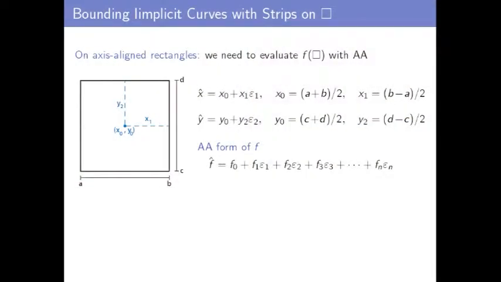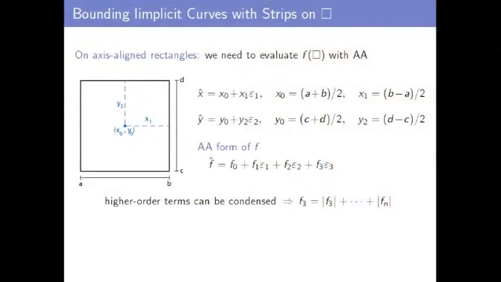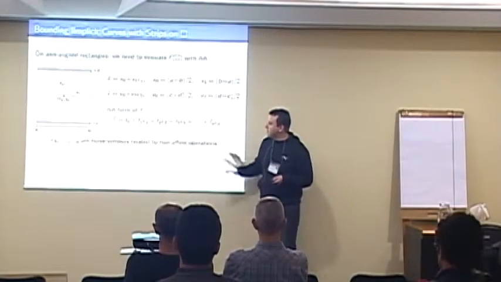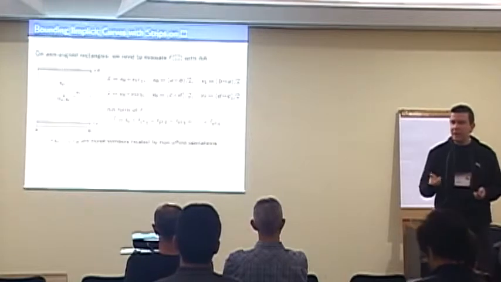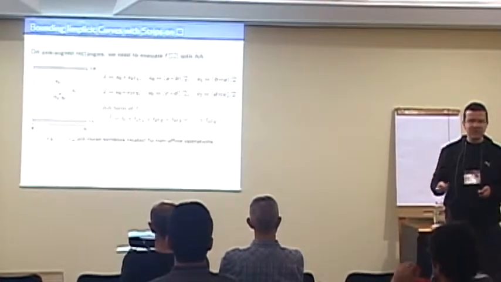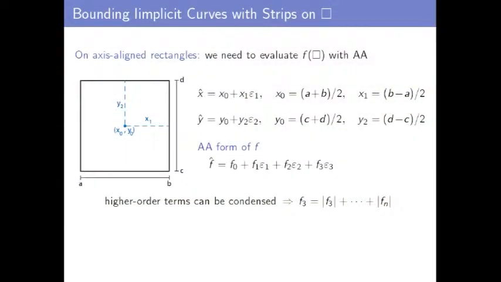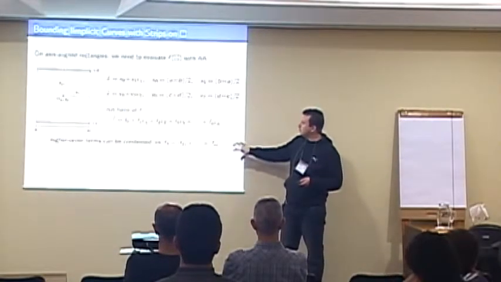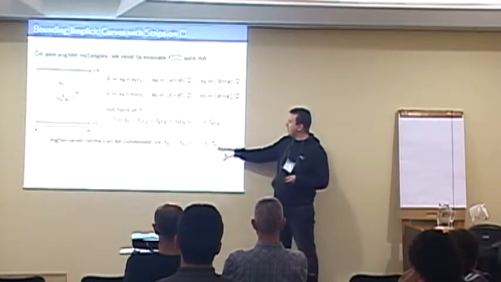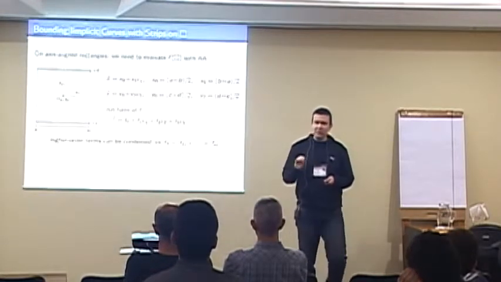So we have the affine extension of the function f given by this expression, and these terms from epsilon 3 until epsilon n represent the terms related to non-affine operations. For example, multiplication, exponential, sine, cosine, etc. Okay? Now we can condense the second order terms in a single term, taking the sum of the absolute values from f3 until fn, and replace this expression by one single term, okay?